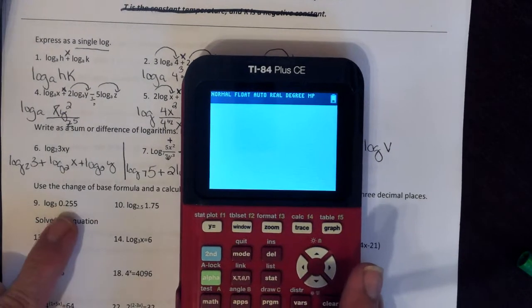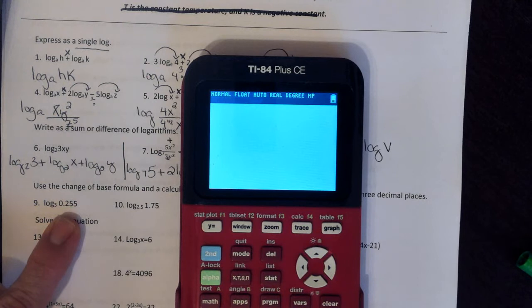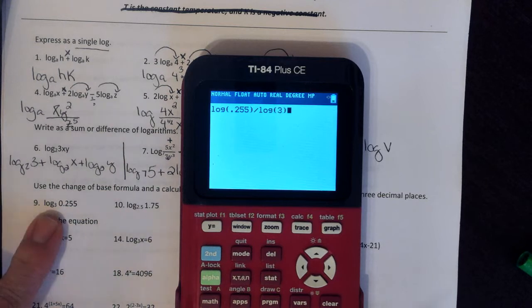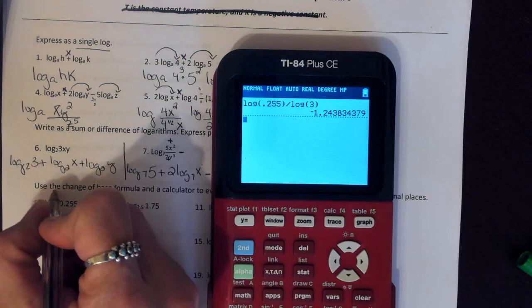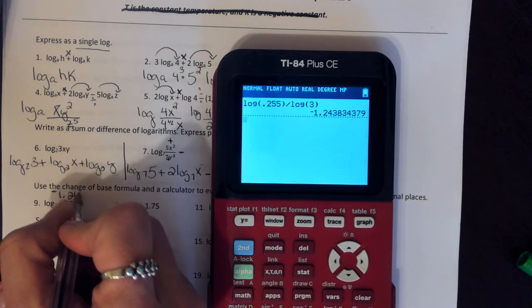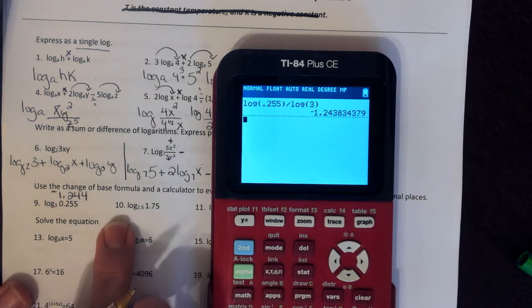So the big number is the 0.255. So I type that one in first. So I type in log of 0.255 divided by log of the little number. And I'm going to round it to 3 decimal places, so negative 1.244. And that's it. It's just a matter of typing it in. Negative 1.244.